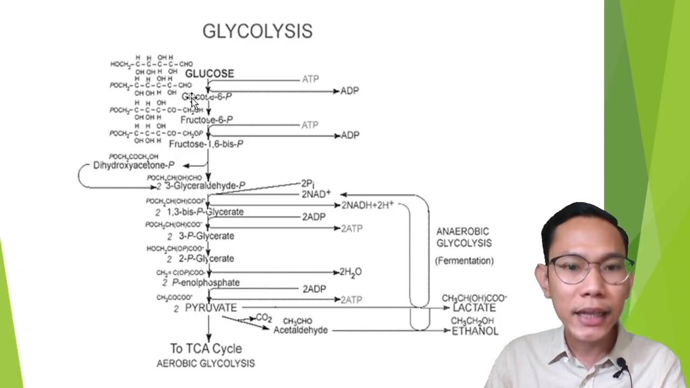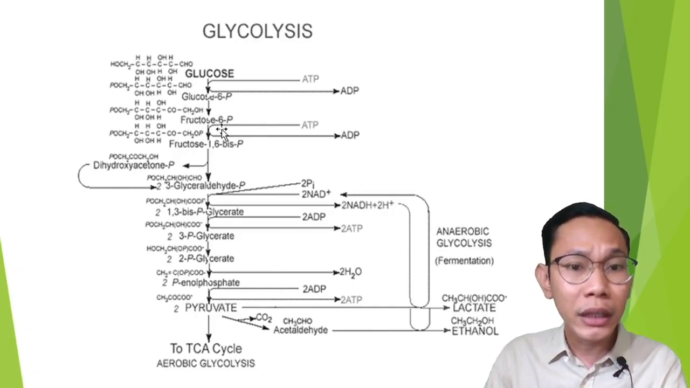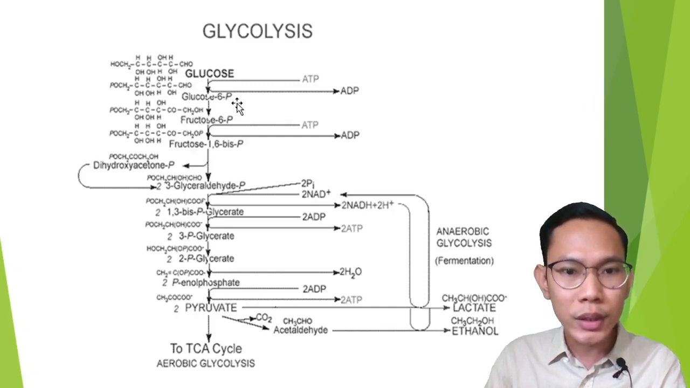From glucose, you add phosphate here from the ATP, nagiging glucose 6-phosphate. Next, anong nangyayari? Nagkakaroon ng isomerization, kaya nagiging fructose 6-phosphate. Basically, it's just the same. It's a matter of the rearrangement of your molecule. Parang mirror substance lang ito. Glucose 6-phosphate, fructose 6-phosphate. Then, what happens next? Your fructose 6-phosphate again will be converted into fructose 1,6-biphosphate.